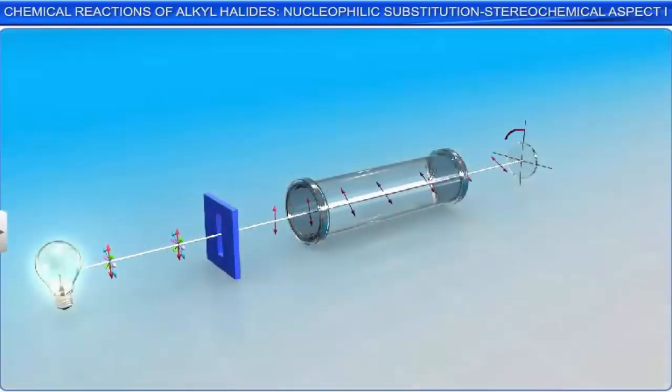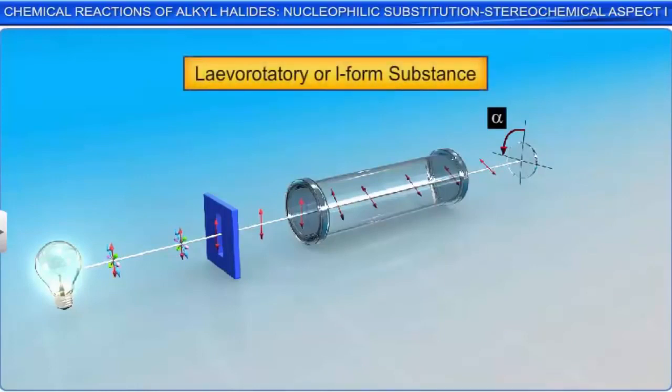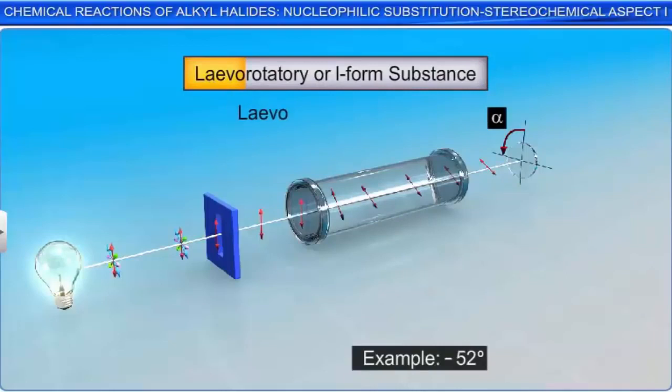On the other hand, if a substance rotates plane polarized light to the left or counterclockwise direction, as seen by an observer towards whom the light is approaching, then the compound is said to be levorotatory or L form. It is indicated by placing a minus sign before the degree of rotation. In Greek, levo means left rotating, and hence the term levorotatory.